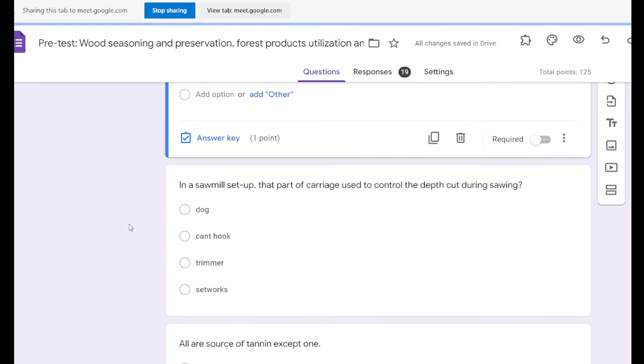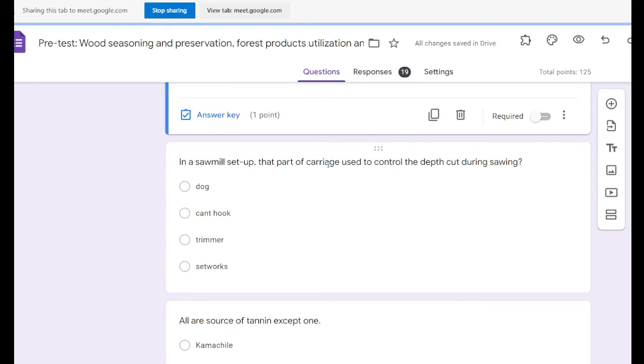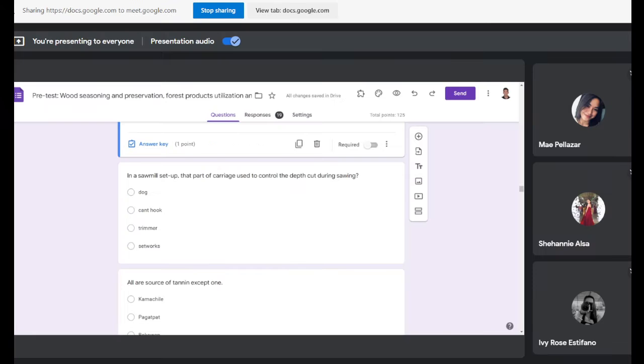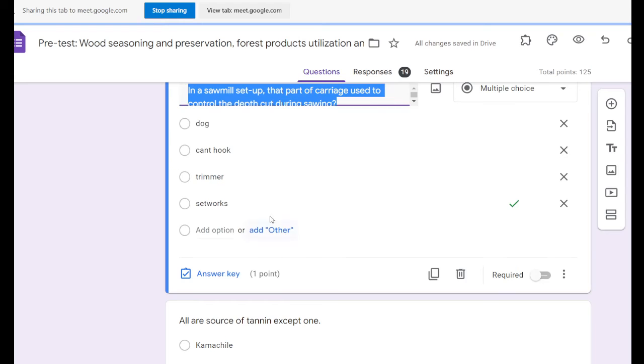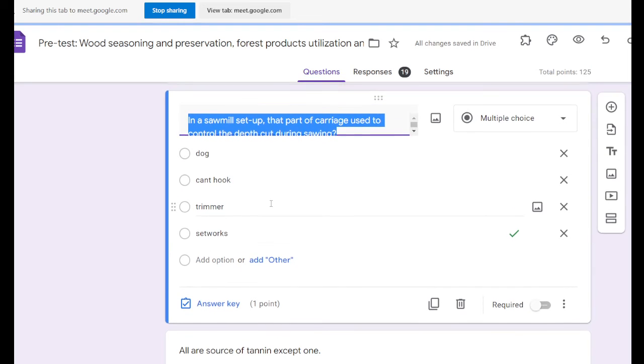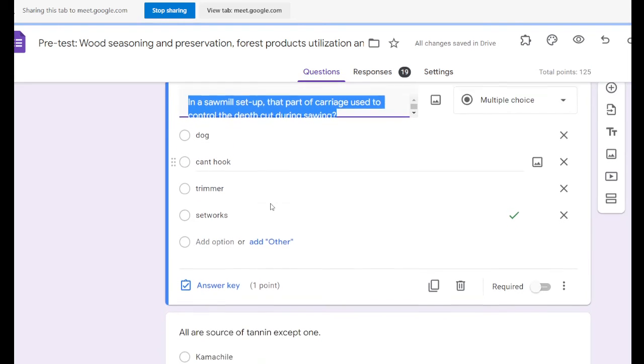Next, in a sawmill setup, that part of the carriage used to control the depth cut during sawing. What's the answer? Used to control the depth cut during sawing. Set works, sir. This is set works. Okay, the answer for this question is set works.